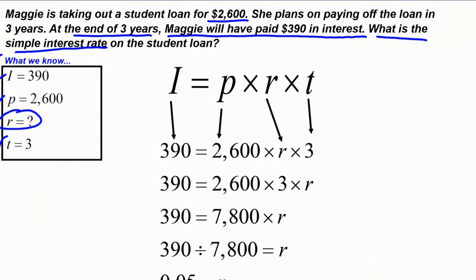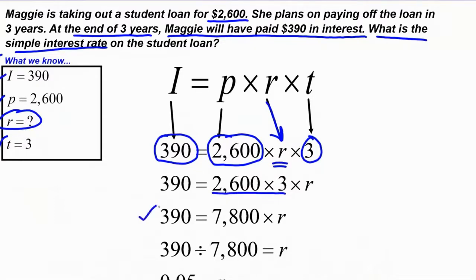So now I'm going to plug that into my formula, I equals P times R times T. And here is my interest that she's going to earn, $390. This was the amount of the loan, the principal. And then I don't know R, so that's just going to stay R. And the time was 3 years. So 390 equals 2,600 times R times 3. How do we figure out what that R needs to be? Well, I can multiply my 2,600 and my 3 together, use the commutative property to multiply those together to find out what that is. So now I know that 390 equals 7,800 times R.